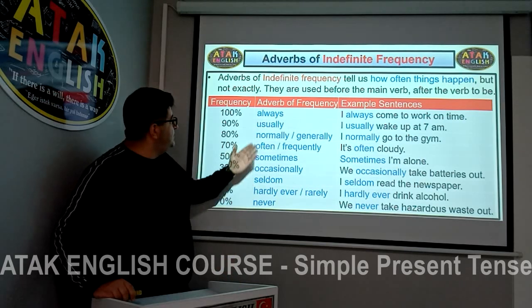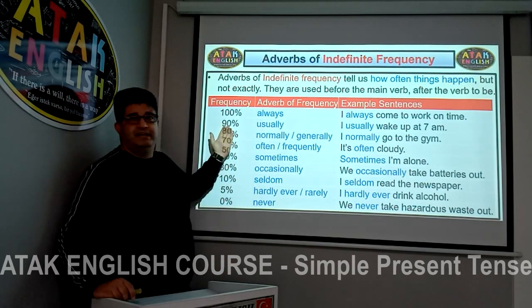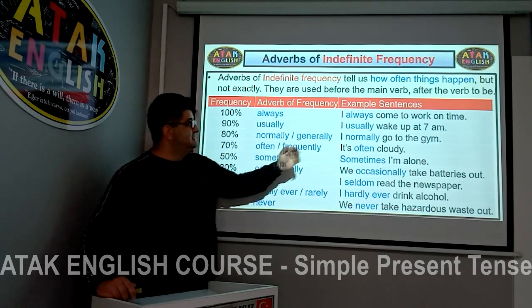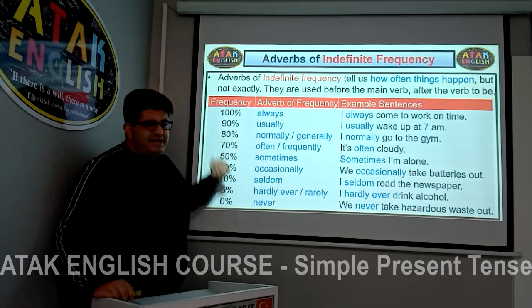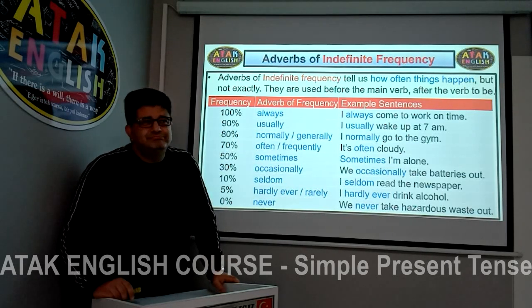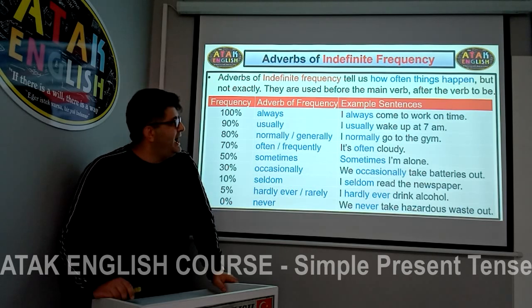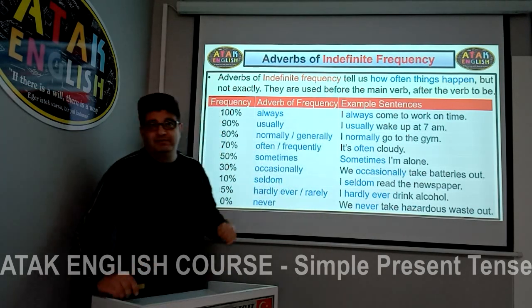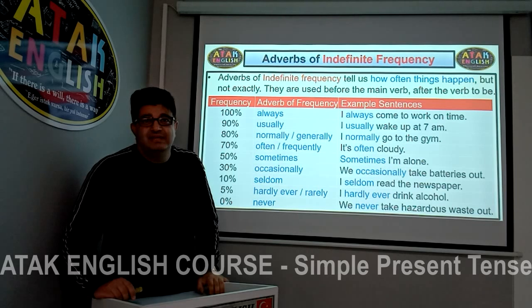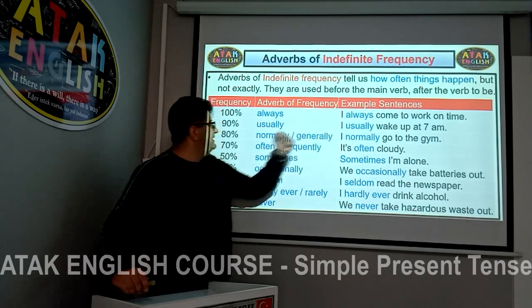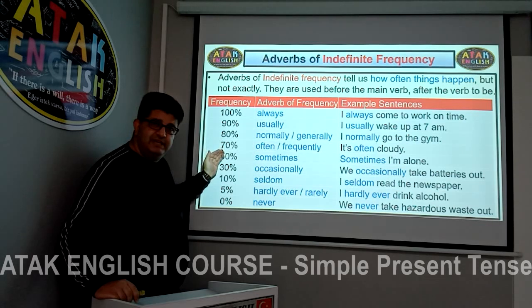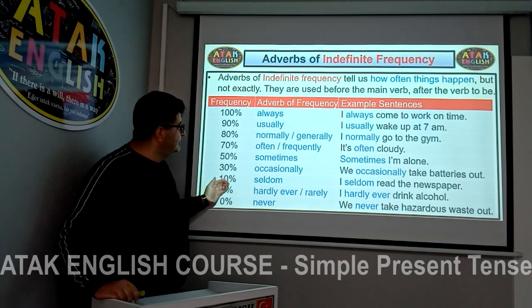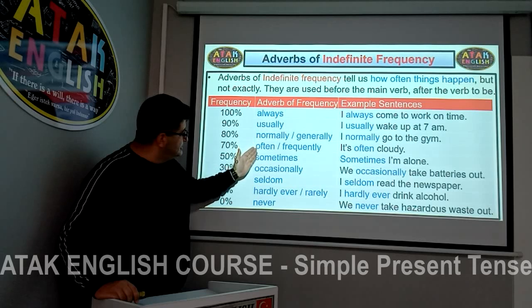What about usually? 90%, not 100%. Let's see the example. I usually wake up at 7. 90%, probably on Sunday morning I don't wake up at 7. But let's say 6 days out of 7 days in a week, I wake up at 7 a.m. It's about 90%. And the percentages, as you can see, decrease, go down as the frequency adverbs go down.